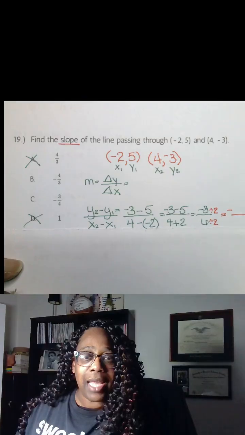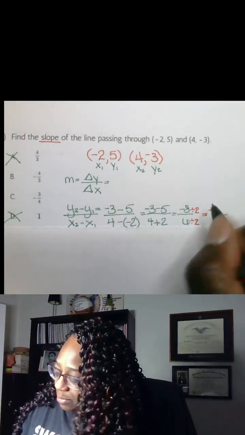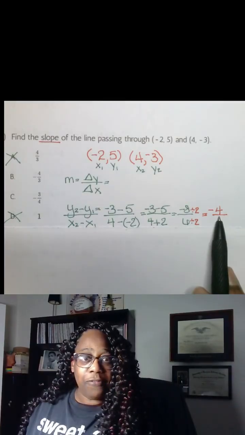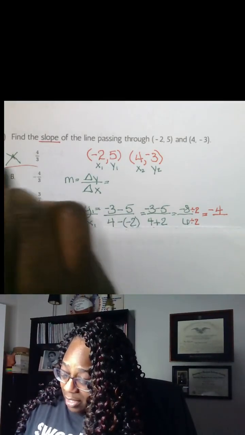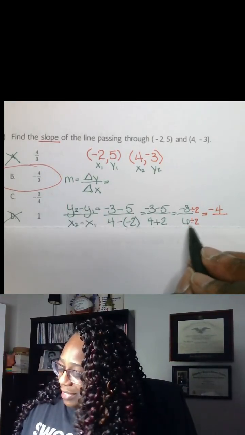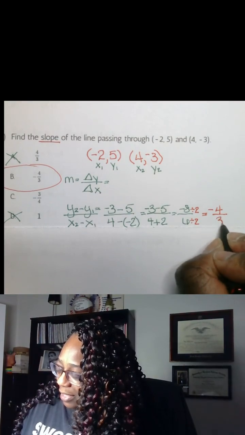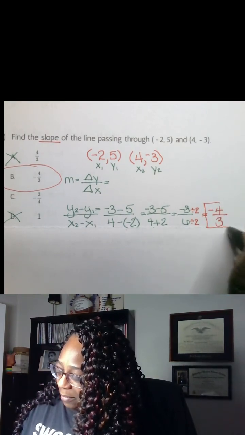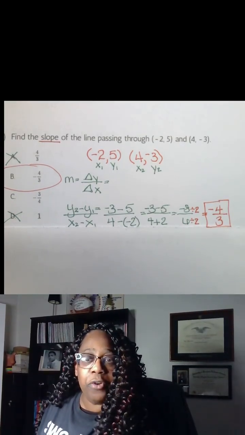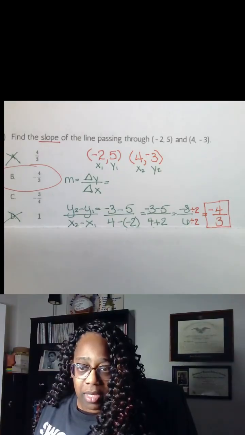So we have negative 8 divided by 2, that gives me a negative 4. And I know once I see that negative 4, my answer should be B. But let me finish it out. So we have 6 divided by 2, that gives me 3. Okay, so you have a negative 4/3, right?